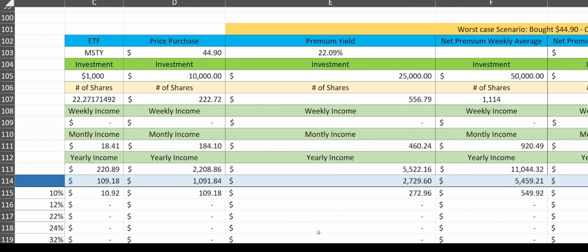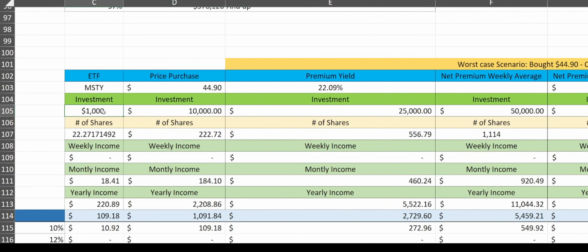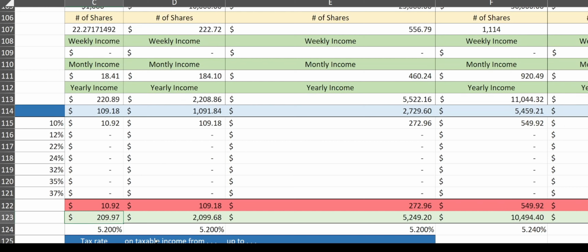And I guess starting from the left again. So for the $1,000 investment, still 22 shares, because it's still the same share price as the one we just talked about. The monthly income is going to be $18.41, and the yearly income $220.89. Because of return of capital considerations, we only pay taxes on $109.18 because it's in the first tax bracket. We're only paying 10%, so that's $10.92 of taxes, right? Your take home is $209.97, and it's a 5.2% tax rate.